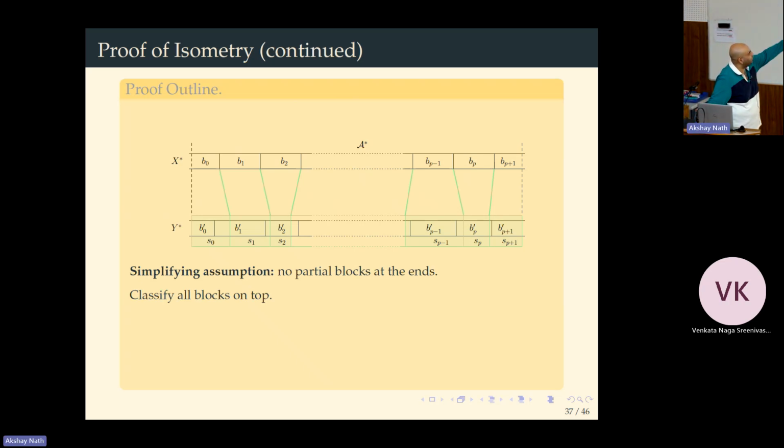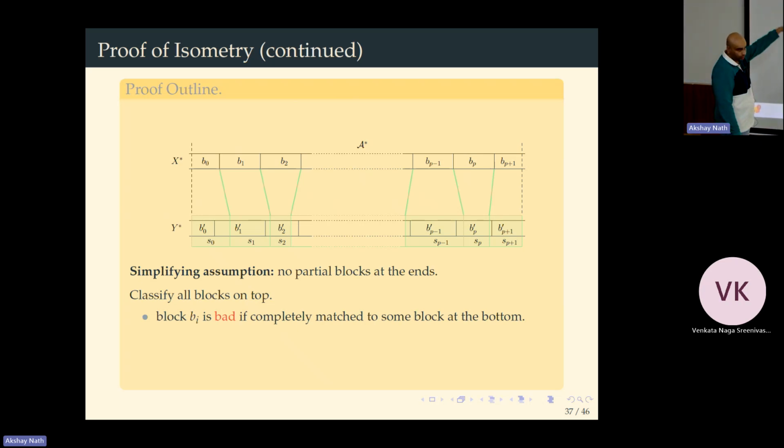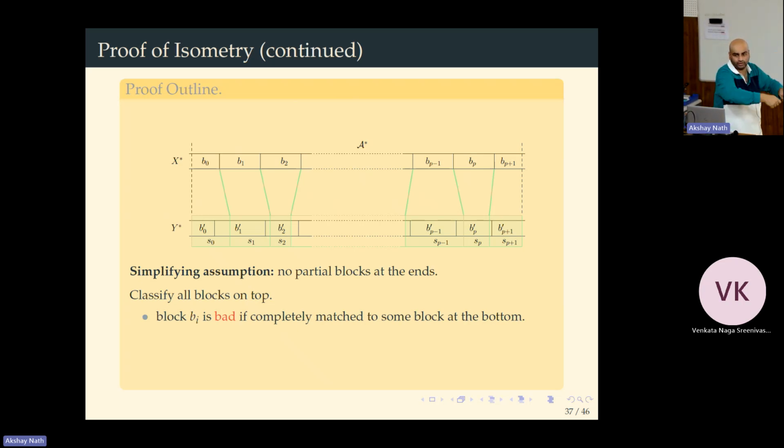Let's say each block is of size T, right? So a block is completely matched to something below. So you have, say, B0 or whatever. Is there a good block here? I can't see it in the picture, but you have a block on top which is matched to a block at the bottom, but it's not vertical. So it's aligned, but it's exactly, completely matched. So we call those blocks bad.